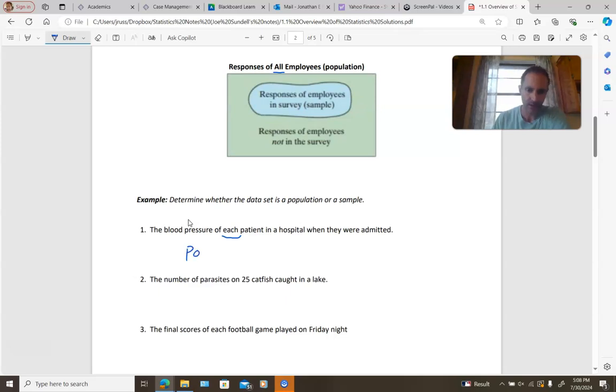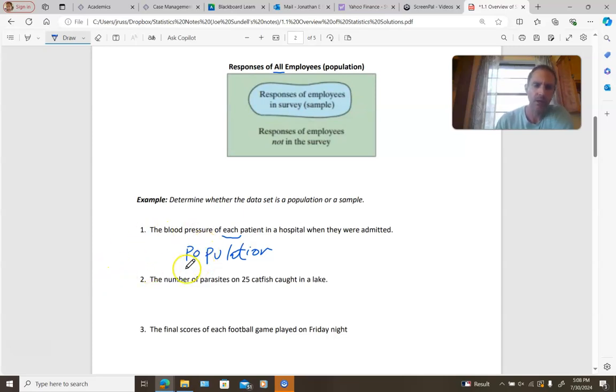So the blood pressure, that's the data, okay? All of those different blood pressure readings from all of those patients, that would be our population. And those actual blood pressure readings, that is the data here, okay? So it's a measurement. But in any case, this represents data from a population, okay?